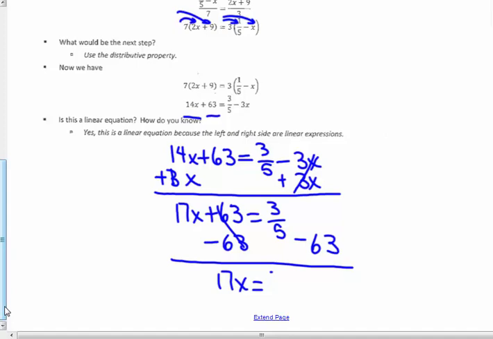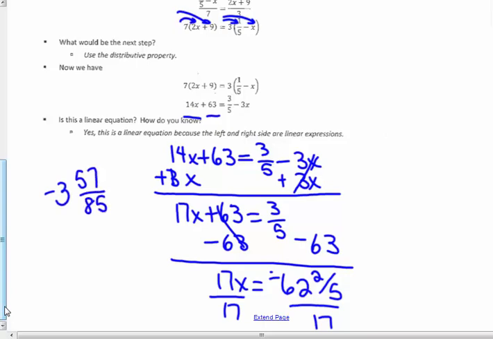3/5 take away 63. Oof, not so easy. 3/5 take away 63 gives me negative 62 and 2/5. Oh, no kidding, I knew that. So I get negative 62 and 2/5. Dividing both sides by 17, I get negative 3 and 57/85.